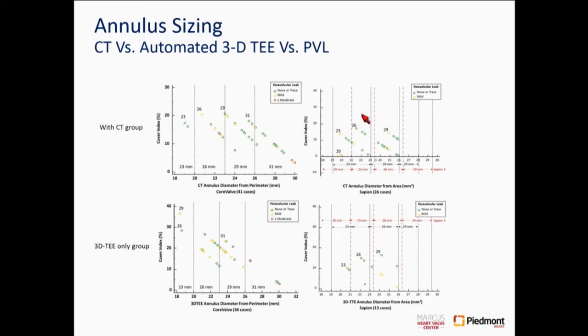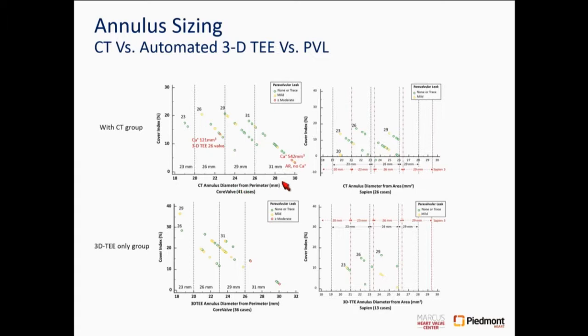With the SAPIEN, we did not see a difference between either CT predicted valve size and the actual valve size used and PVL as the endpoint, either in the CT group or in the 3D TE group, only when we sized it with 3D TE modeling. So we needed to find an explanation of why there was a discrepancy with the core valve.